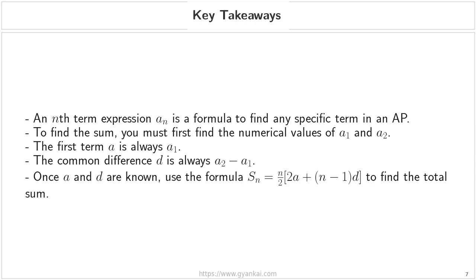Finally, once you have successfully identified your values for a and d, you are ready to find the total sum. You will do this by substituting those values into the general sum formula. S sub n equals n divided by 2, multiplied by the quantity 2a plus the quantity n minus 1, all multiplied by d. To wrap up our lesson today, let's review the key takeaways to ensure you have a solid grasp of this concept. If you follow these steps systematically, you will be able to solve any problem involving the sum of an nth term expression with confidence.